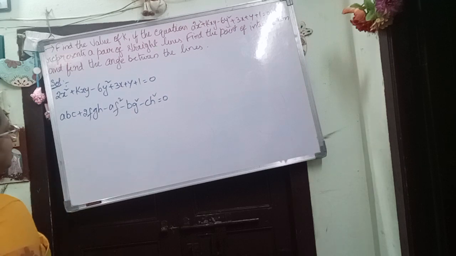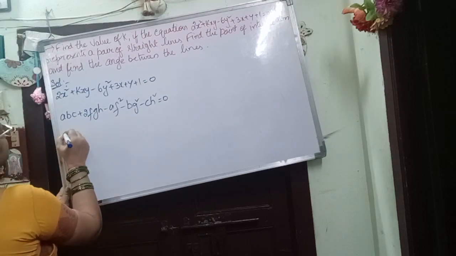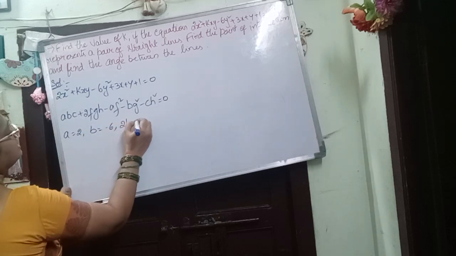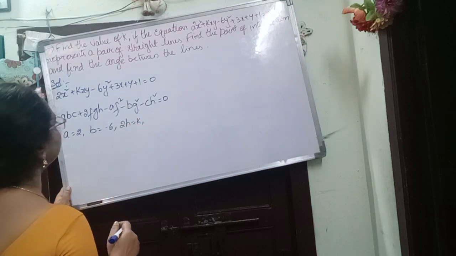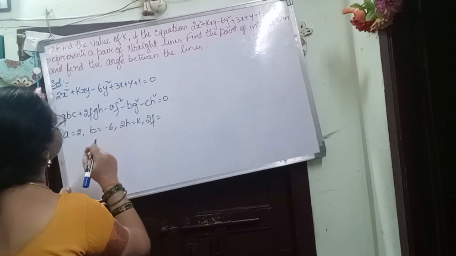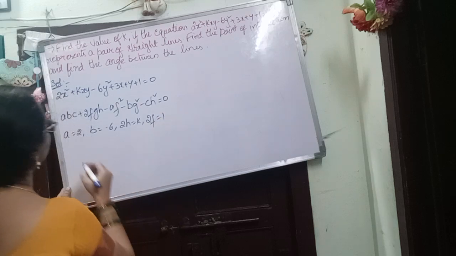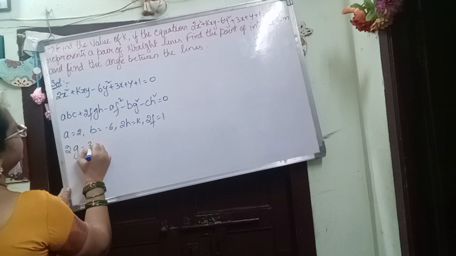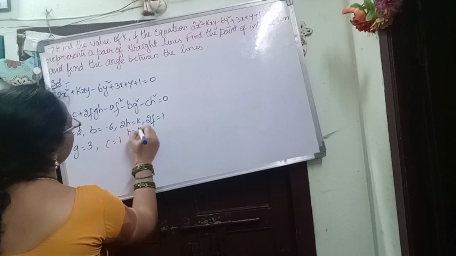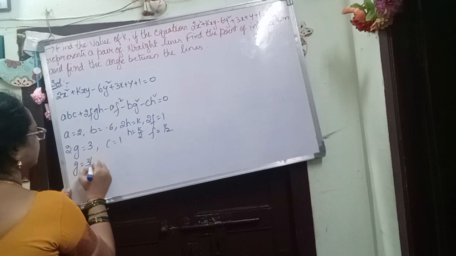Okay. So here first take the values for a, b, c, f, g, h. Okay. So a equals to 2, b equals to minus 6, 2h is equals to k, and 2f equals to 1. Next 2g is equals to 3, c is equals to 1. But here we want h. h is equals to k by 2, f equals to 1 by 2, g equals to 3 by 2.